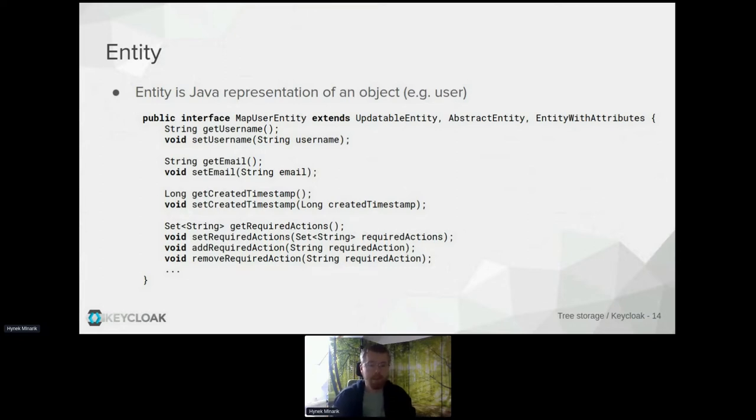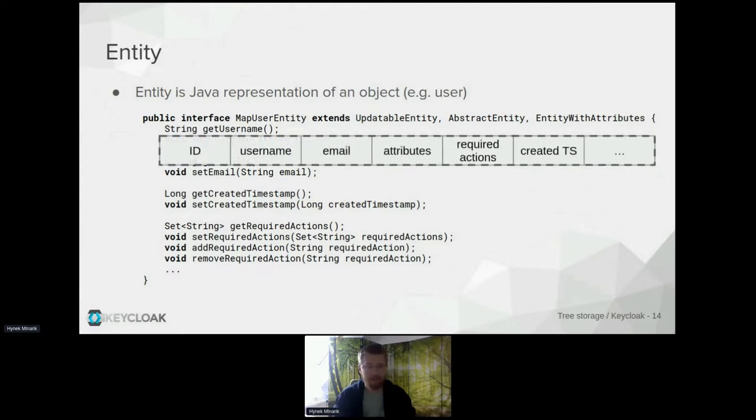So if we replace this Java code that you may be familiar with by a picture, which will be useful for the rest of the presentation, the map user entity is basically something that is here marked in the dashed line.